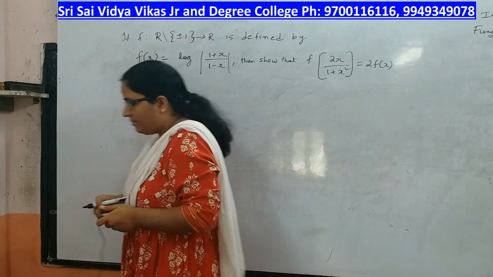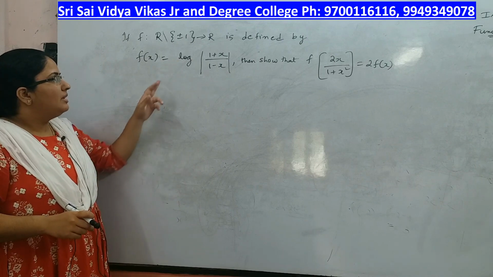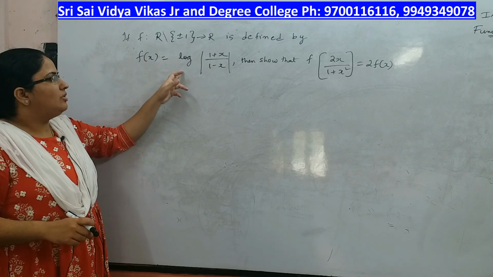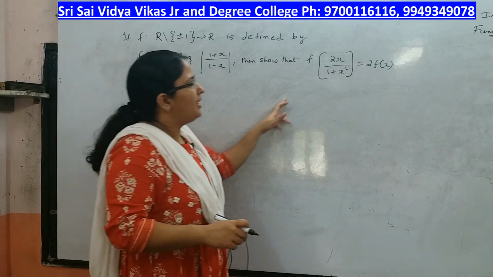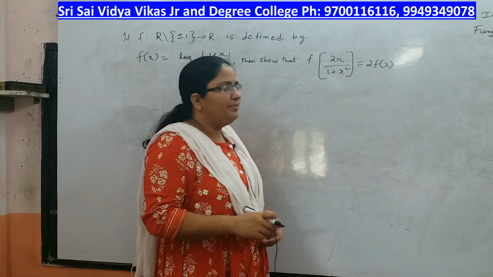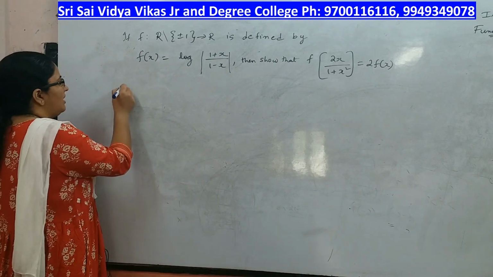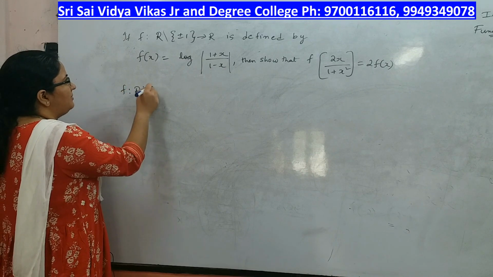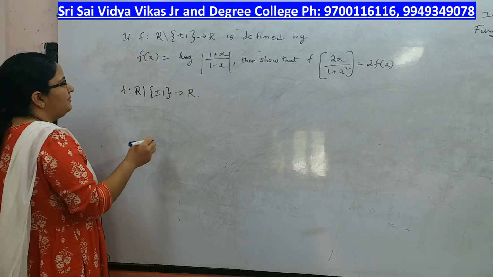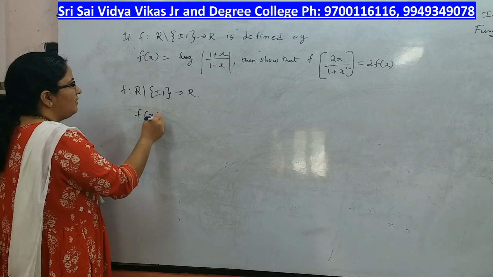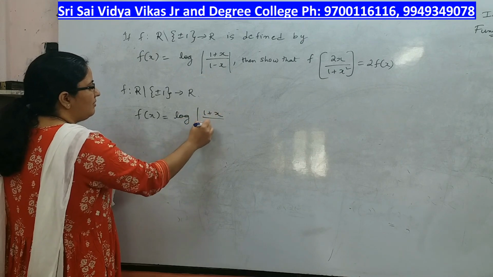This is the next problem. F is a function from R minus plus or minus 1 to R defined by f of x is equal to log of 1 plus x by 1 minus x. Show that f of 2x by 1 plus x square is equal to 2 into f of x. Now f is a function defined from R minus plus or minus 1 to R. F of x is equal to log of 1 plus x by 1 minus x.